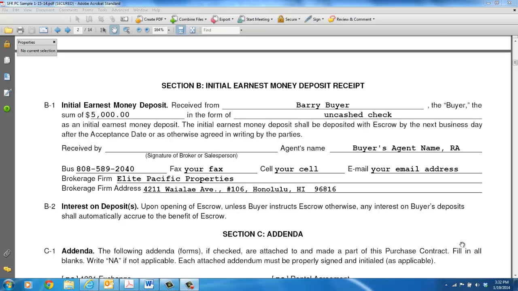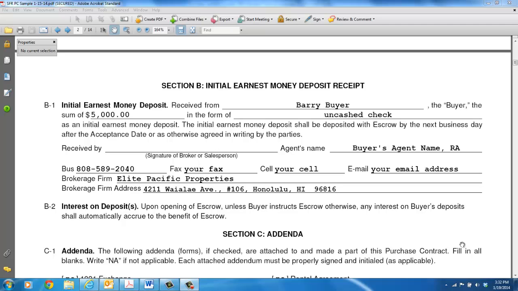Okay, page 2 of the purchase contract, starting with section B, initial earnest money deposit. By now you've talked to your client about what type of down payment they're going to put down. Let's say you have a buyer who is going to be getting a loan and putting down 20%. This sample purchase contract is based on a $1 million offer price with 20% down.